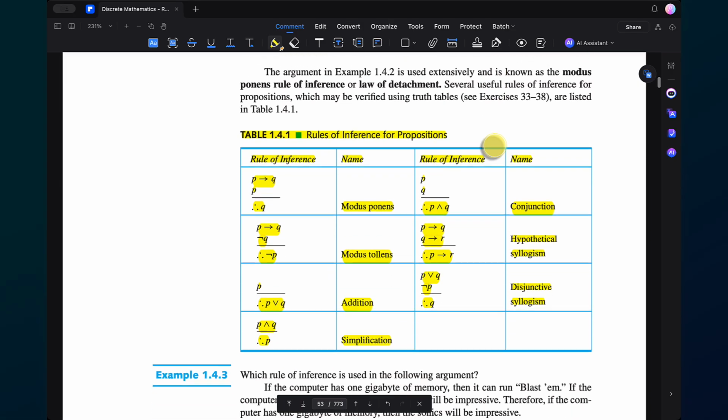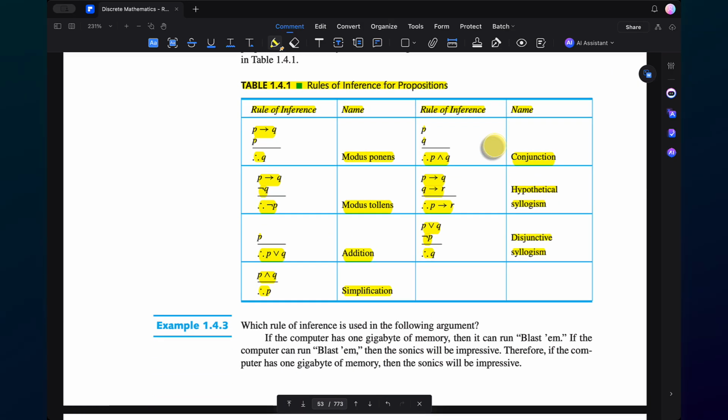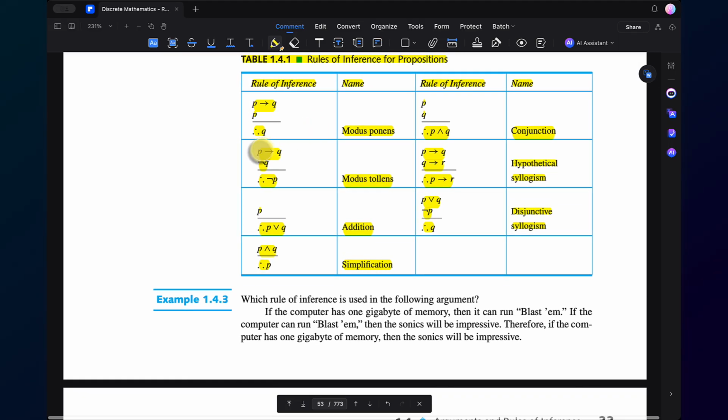Here are some rules of inference, which have all kinds of fancy names that you don't have to memorize, but let's take a look at them and see if they make sense. If P implies Q is true and P is true, then Q is true. We know that's valid by knowing how it's possible for P to be true and P implies Q. Additionally, if P implies Q and not Q is true, then the only way that can happen is if not P is true.